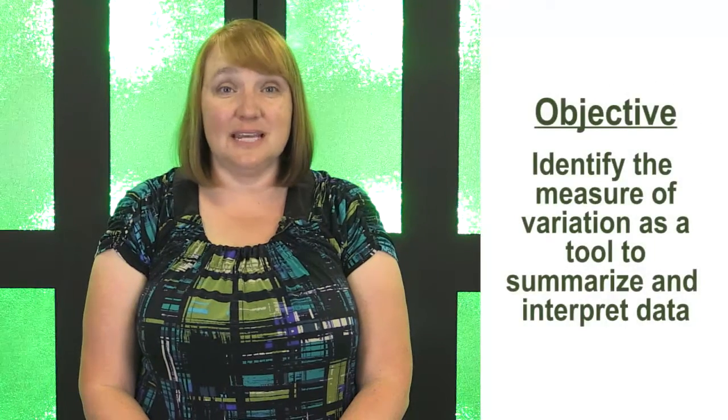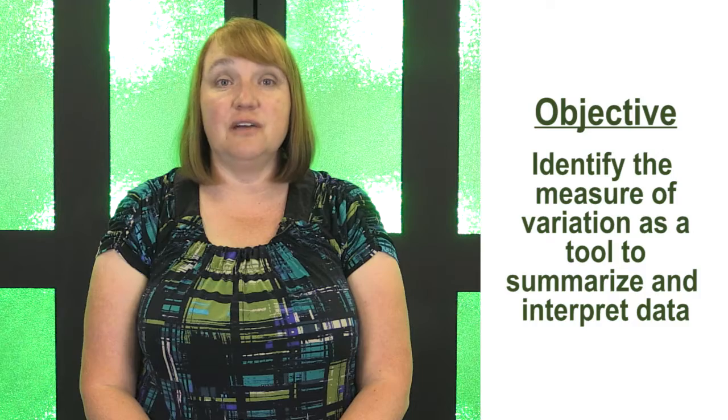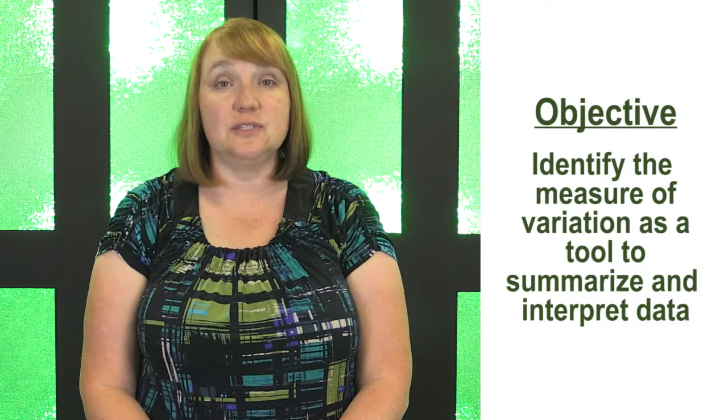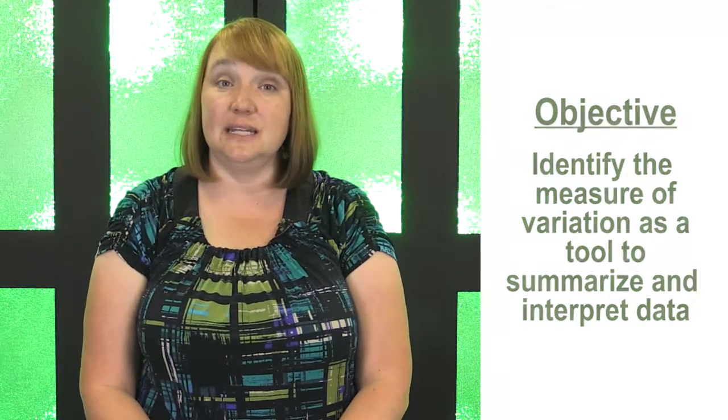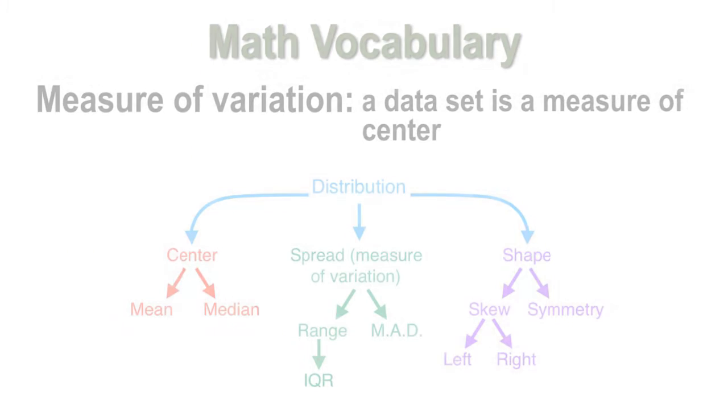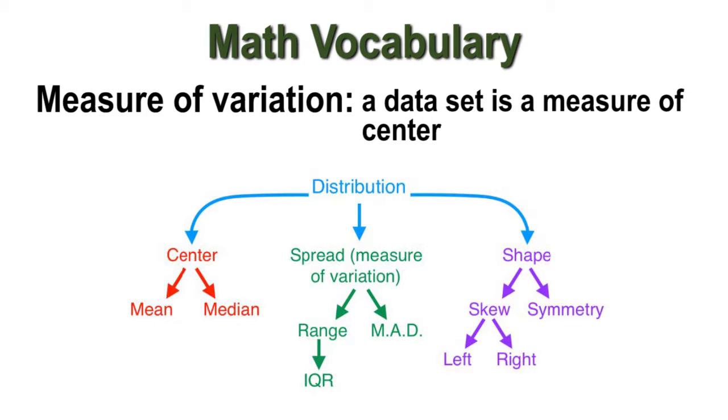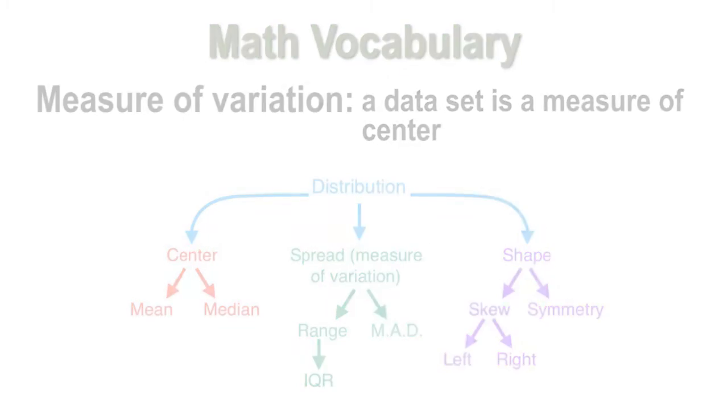The objective of this lesson is to identify the measure of variation as a tool to summarize and interpret data. The measure of variation measures how spread out the data is. This is one way to describe the distribution of data. Distribution is a description of how individual data points are arranged, which adds understanding and meaning to the data. Distribution is measured in three ways: center, spread, and shape.